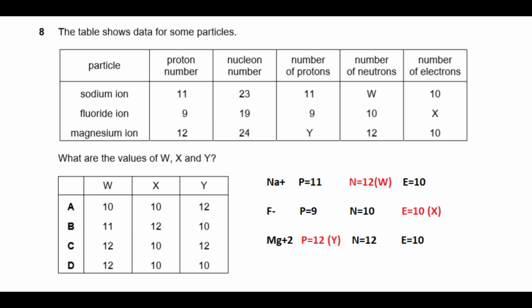The next question is again about calculating the number of protons, neutrons and electrons. As I have already guided you how to calculate these for an atom and an ion, let's read the question where we have to calculate the values of W, X and Y and find the correct combination. W is for sodium ion, and for sodium ion the proton number is 11, neutron is 12, which is the value of W which we have to calculate, and electron is 10. Same is the case for the values of X and Y. So the combination of W, X and Y should be 12, 10 and 12. So 12, 10 and 12 is the Charlie option. So that is the correct answer for our question.